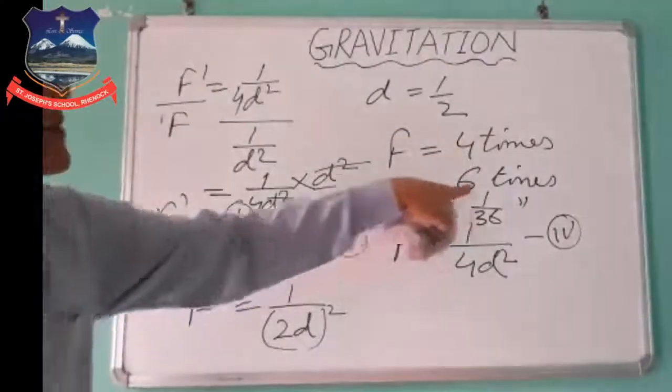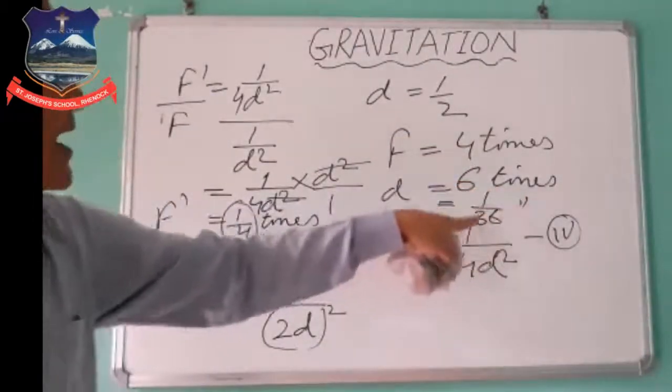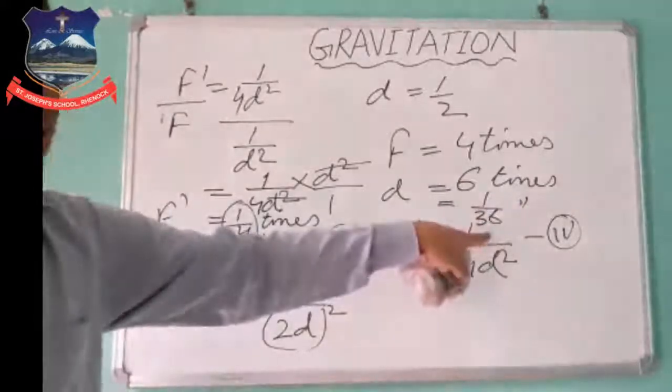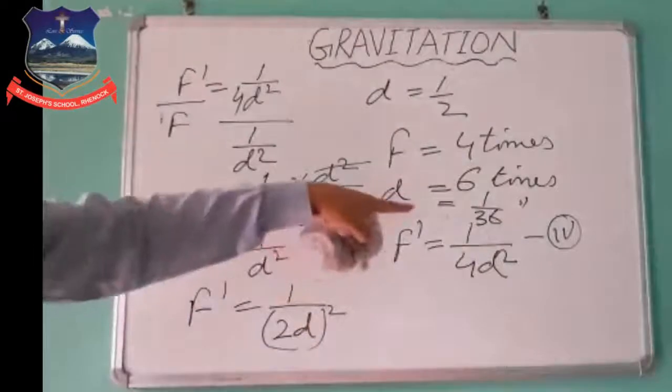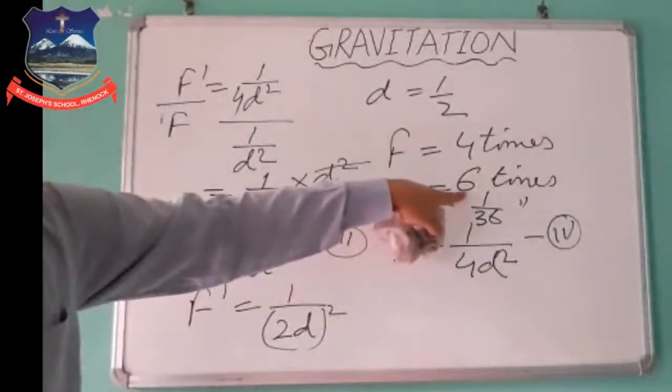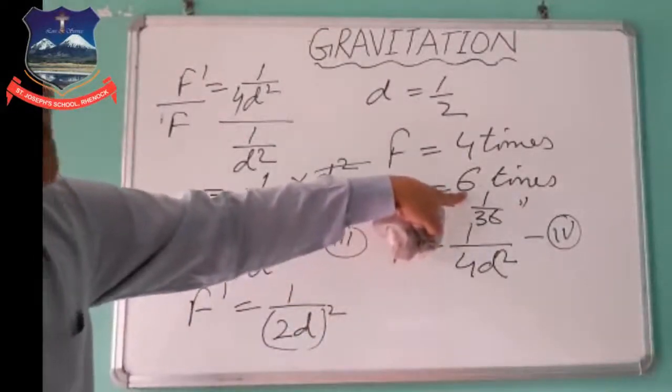Similarly, if the distance becomes 6 times, then the force of attraction will become 1 by 36 times. If the distance becomes 1 by 6 times, then the force of attraction will become 36 times.